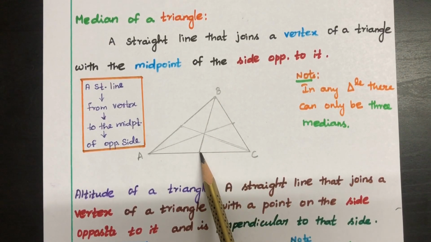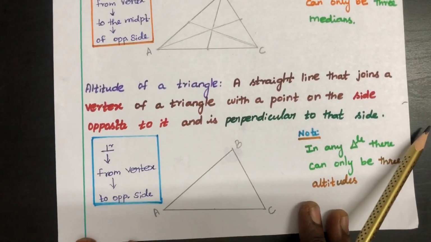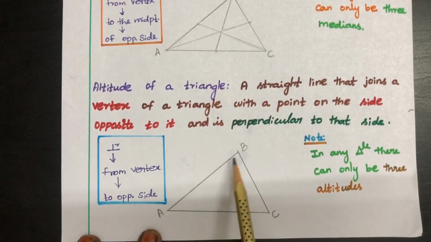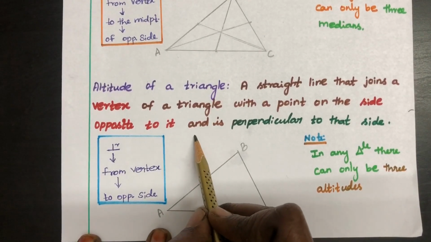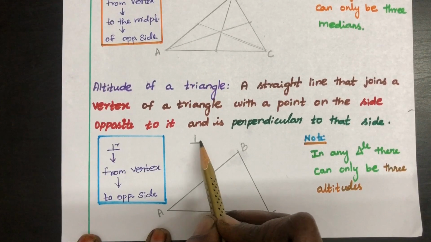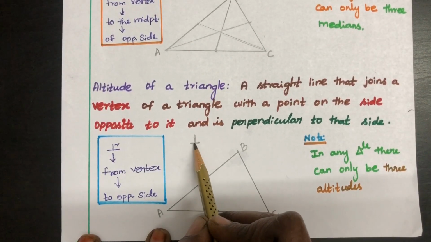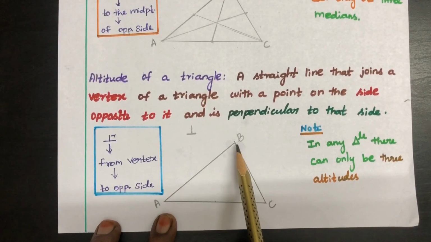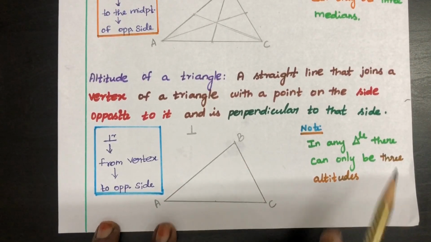So, if the midpoint is wherever it lies, it should connect to that. It may be slanting, but altitude always means a vertical line. Perpendicular. Vertical means perpendicular, a straight line from the top to the bottom. This is called a perpendicular. L shape. Okay. L shape. So, perpendicular from the vertex to the opposite side.